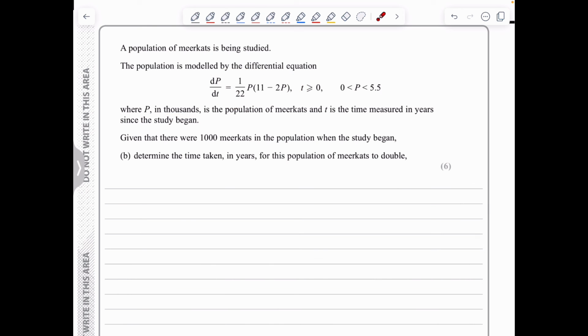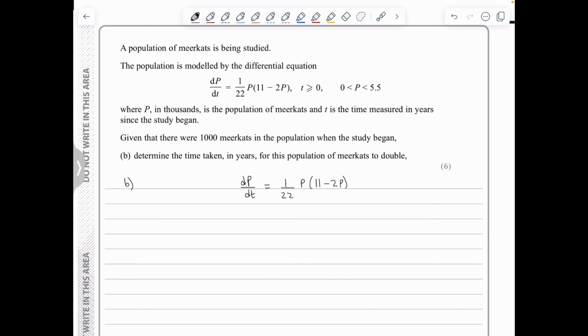We are told that there were initially 1,000 meerkats, and we need to determine the time taken for the population to double. So we need to find the time taken for the population to rise to 2,000. So I will start by solving the differential equation. We had dp/dt is 1/22 p(11 − 2p).